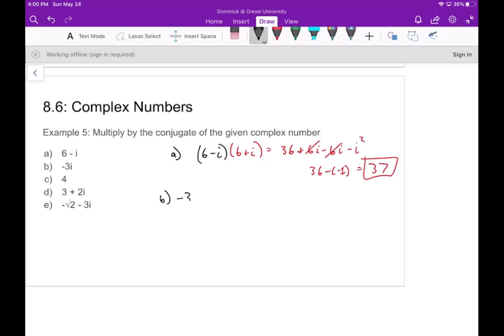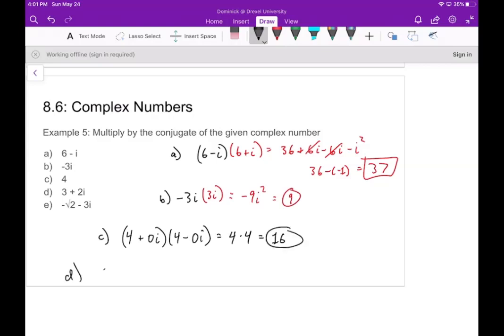Okay, in part B, we have a negative 3i, and the conjugate of negative 3i is a positive 3i, right? We change the sign of the imaginary part, and here there is no real part. So here we're going to get a negative 9i squared, and the i squared will just make this a positive 9. Now in part C, 4 is already a real number, right? So the conjugate of 4, you can think of 4 as 4 plus 0i. The conjugate of 4 plus 0i, you could maybe say is 4 minus 0i. But really, what this is is just 4 times 4. So this is 16.